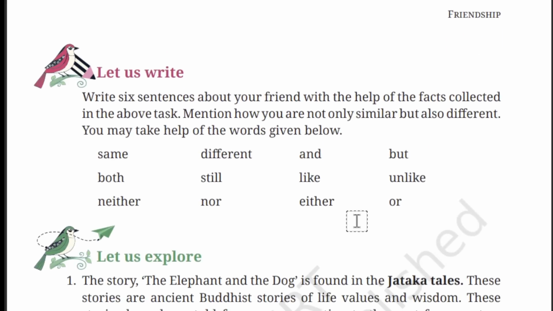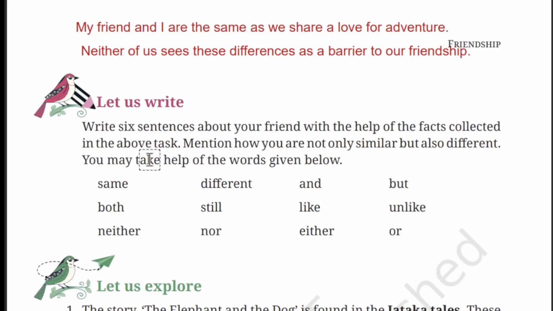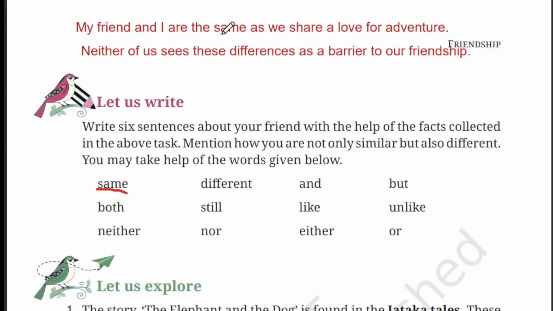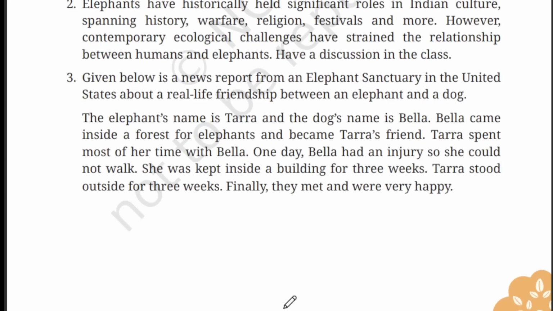Okay, I'll share some sentences for you. Okay, so first one I have written for same. My friend and I are the same as we share a love for adventure. So they both like adventure trips. So the next one I framed for neither. Neither of us sees these differences as a barrier to our friendship. Okay, like this you have to frame sentences. So let's explore. These are some historical stories.